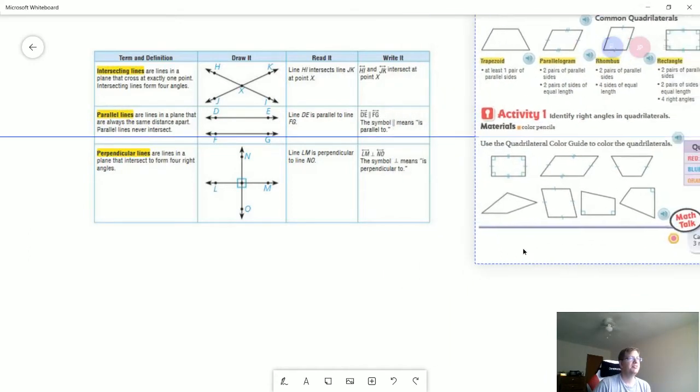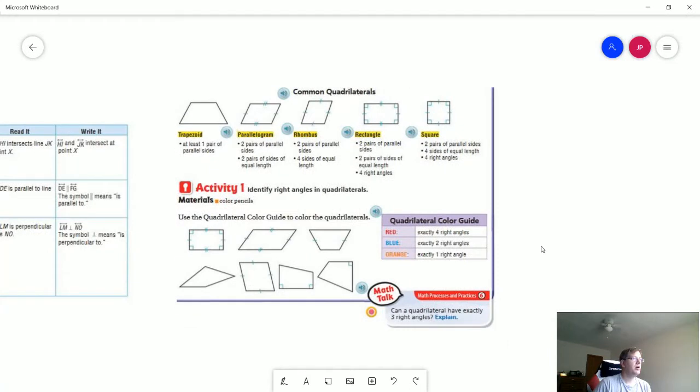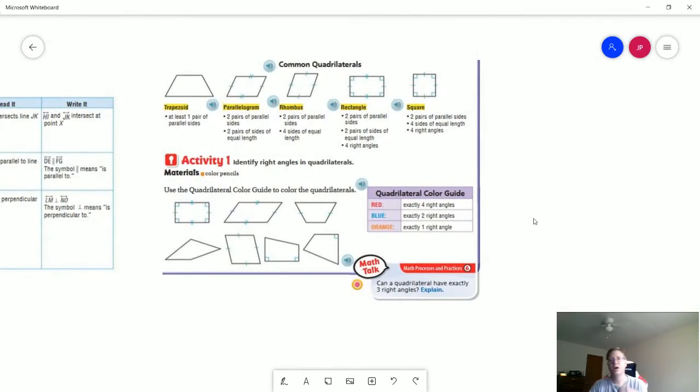So let's talk about our types of quadrilaterals. So all of our quadrilaterals are going to be four-sided shapes. Almost all of them are going to have at least one matching pair of parallel sides. I say matching, that's not always true. They're always going to have one pair of parallel sides. Sometimes they'll be matching, sometimes they won't. So with our trapezoid, we'll see that these are not matching, they're not the same length, but they're always the same distance from each other.